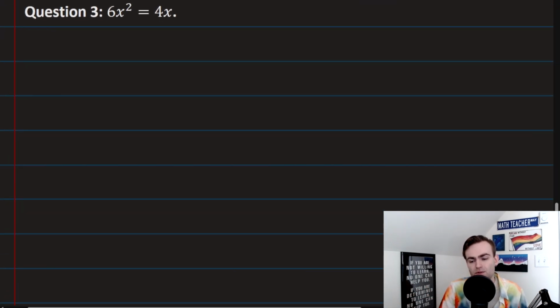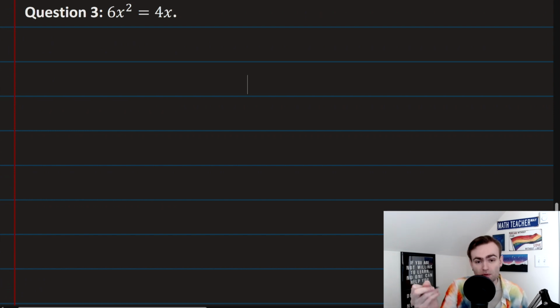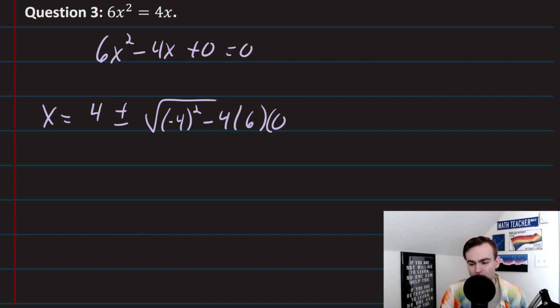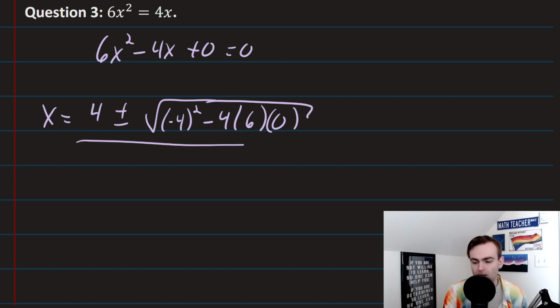The last one we can also solve using the quadratic formula. We move everything to one side, so we get 6x squared minus 4x plus 0 is equal to 0 if we want to write in standard form. So our c is 0 here. So we would have x is equal to positive 4 plus or minus the square root of negative 4 squared minus 4 times 6 times 0, all over 2 times 6.